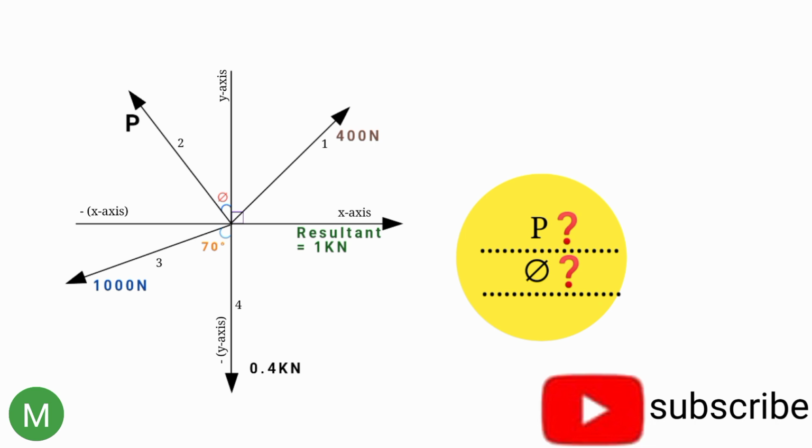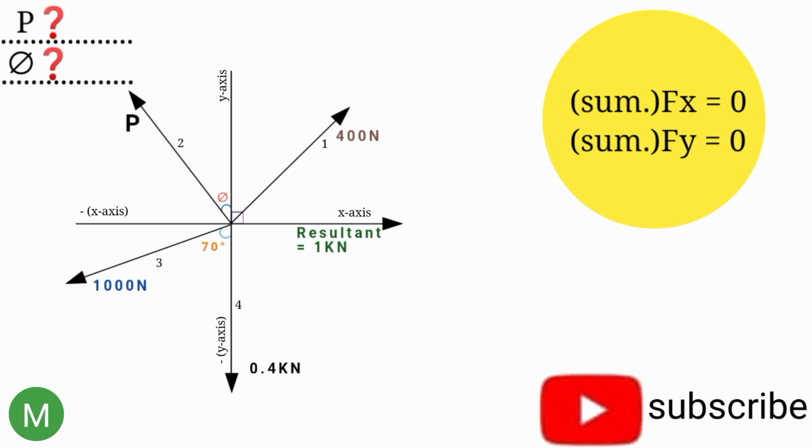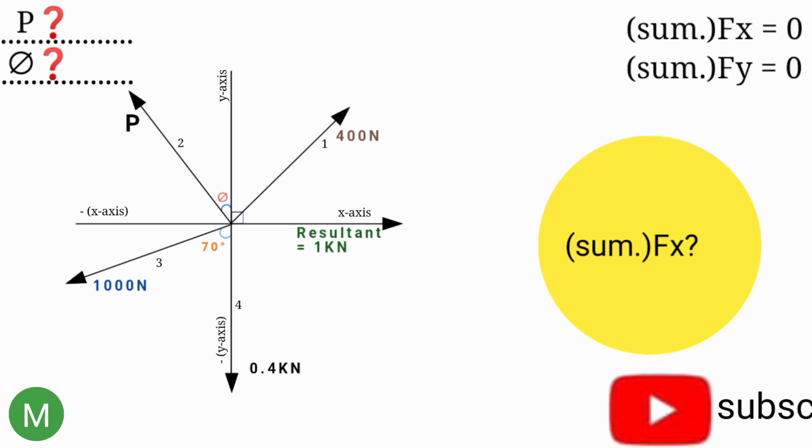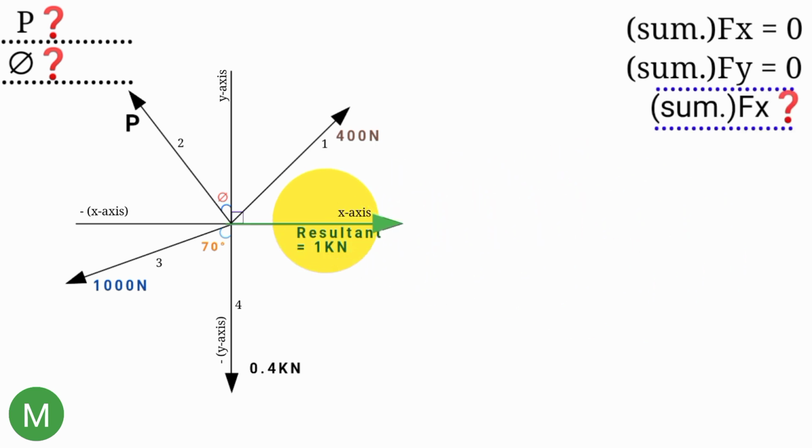So how can we solve for force P and theta? In equilibrium of forces, when all the forces at a point are represented, including the resultant or reactional force, summation of Fx equal to 0 and summation of Fy is 0. So what is the summation of Fx? Summation of Fx is all the forces acting on the x-axis. Here we have the resultant 1 kilonewton, which is acting directly on the x-axis. Since it is acting directly on the x-axis, that means Fx for resultant is 1 kilonewton.